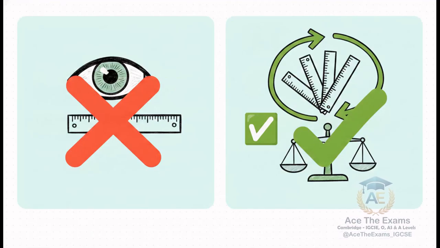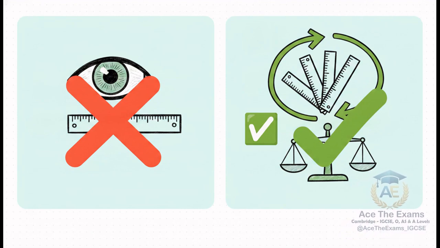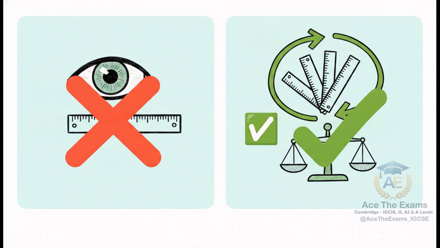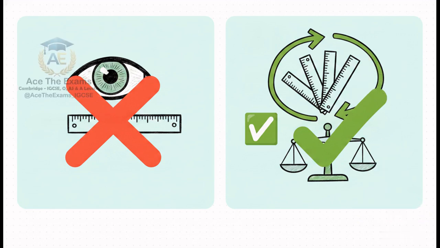Here's the deal. Examiners absolutely despise the phrase human error or measure carefully. It gives them zero scientific reasoning. Nothing. You have to replace it with a highly concrete action. For example, instead of just saying measure more carefully, you need to write something like repeat the measurement of each observation and calculate an average value. Using that specific phrasing proves to the examiner that you know exactly how to minimize random errors and increase the total reliability of your data.